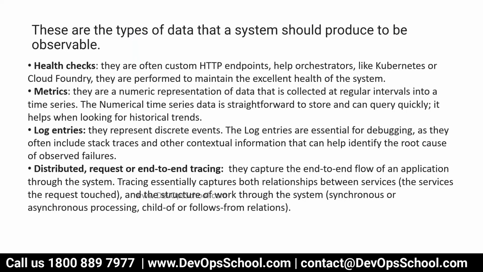So if you want to set up observability, remember the MELT: M for metrics, E for events, L for logs, T for traces. Your system should generate MELT information. That means the system should generate information for health checks, metrics, log entries, and distributed request or end-to-end tracing. Those four types of information should be produced to make the system observable.